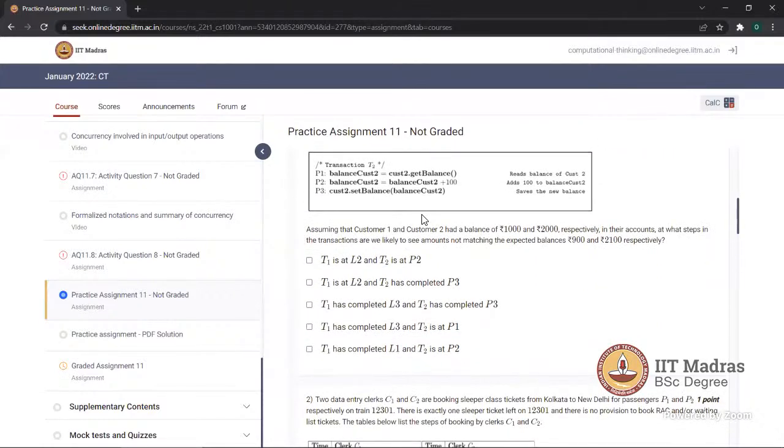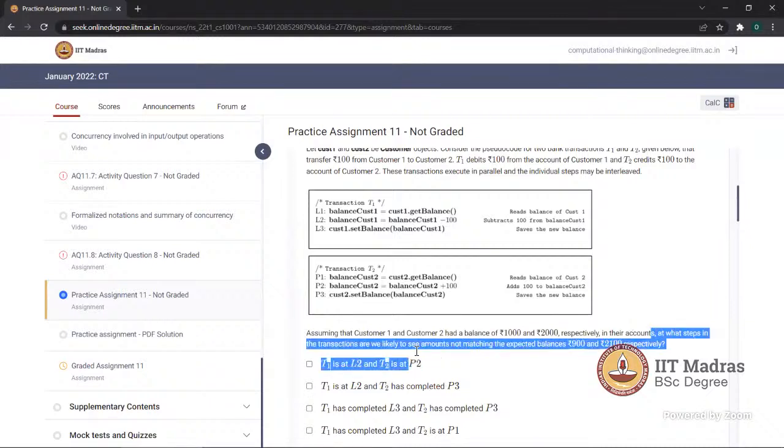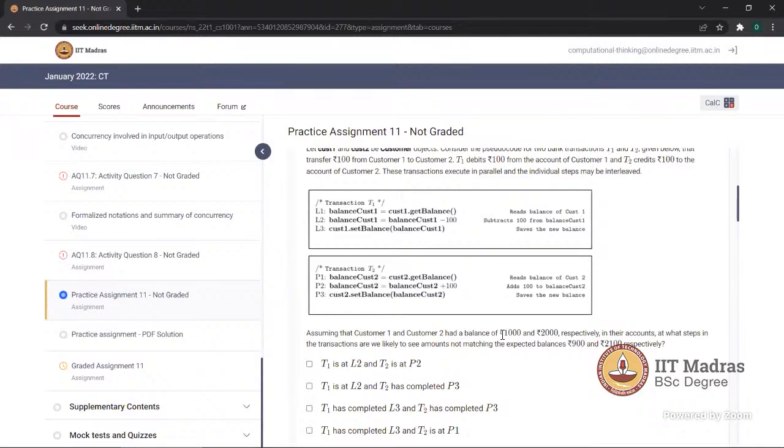Now, based on all this setup, answer the question, assuming that customer 1 and customer 2 had balances of 1000 and 2000 respectively. So customer 1's balance is 1000 and customer 2's is 2000 in their accounts. At what step in the transactions are we likely to see amounts not matching the expected balance, which is 900 and 2100 respectively? As per this transaction, 100 should be reduced from here and added over here. So the expected answer is 900 because we reduced 100, and 2100 because we added 100.